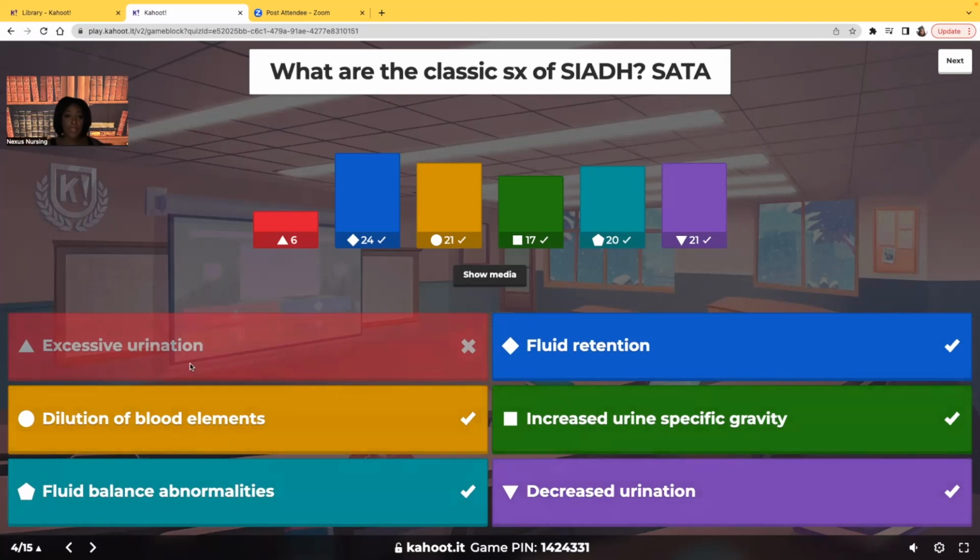The only wrong answer here is excessive urination. We don't see excessive urination in SIADH. We see excessive urination in DI, diabetes insipidus. And I saw a couple students in the comment section for DI, diabetes insipidus, write, think D for dry, I for inside. When the patient has DI, they're dry inside because they're urinating so much, they're losing all their fluids, okay?